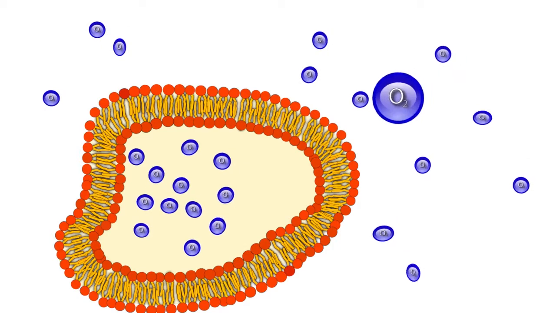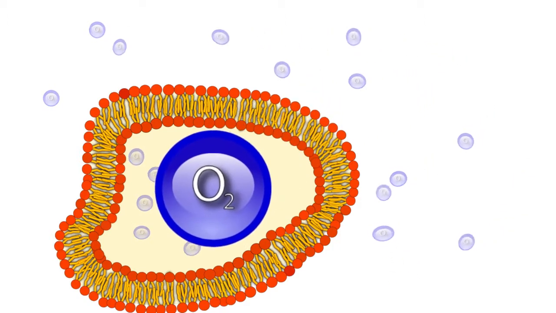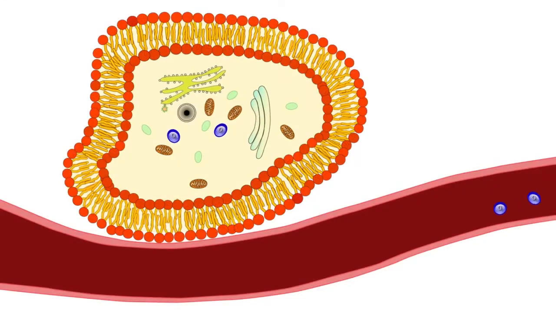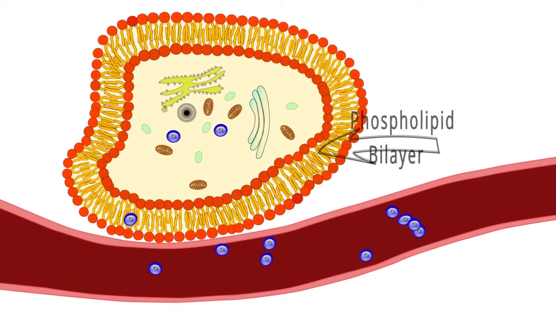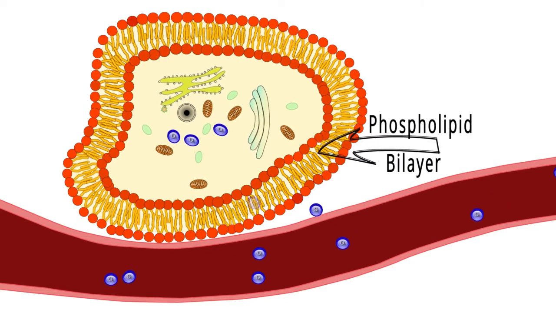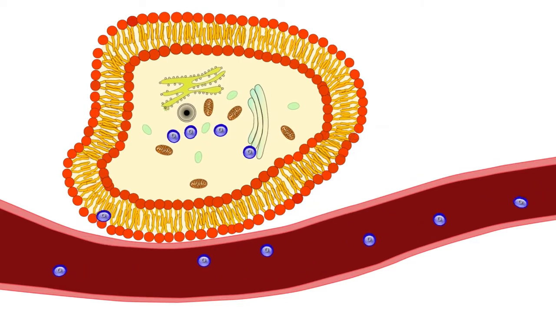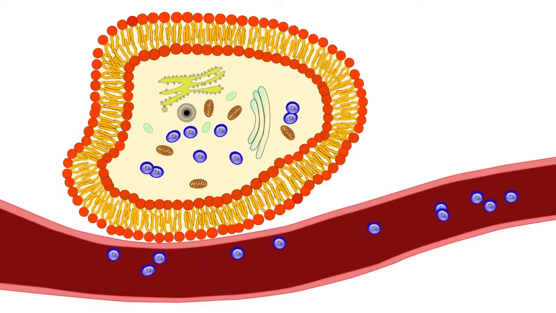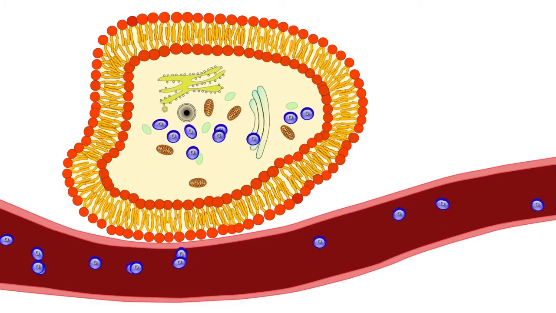Oxygen is one molecule that moves into cells using simple diffusion. When the oxygen concentration outside of the cell is high, the molecules are able to quickly cross the phospholipid bilayer and enter the cell. The cell doesn't have to expend any energy to get the oxygen in, which is good because all cells need oxygen to survive.